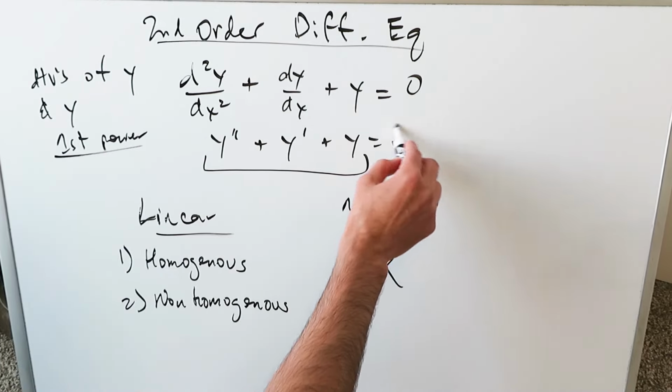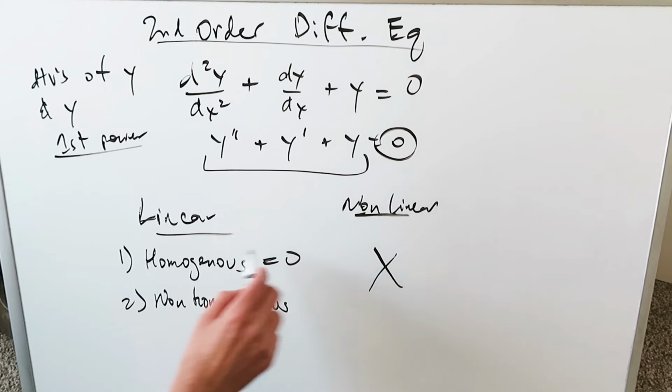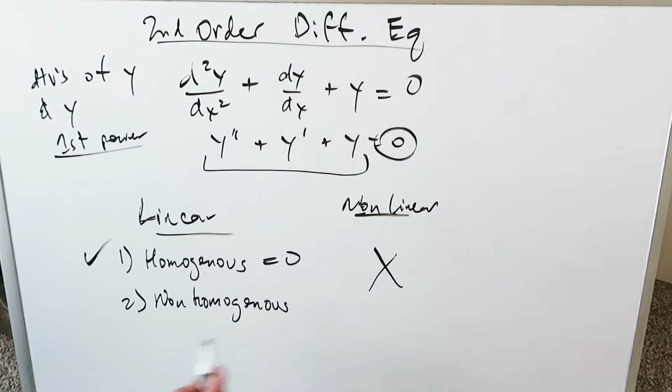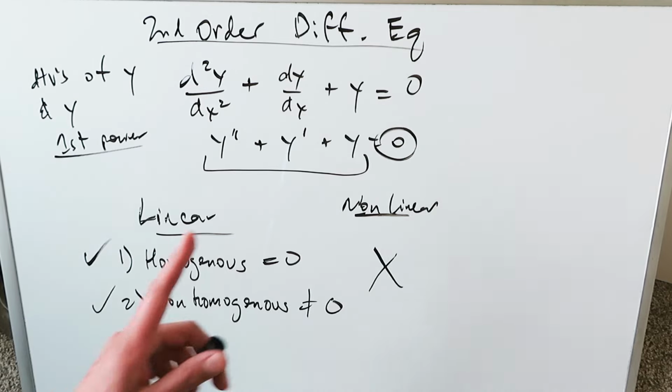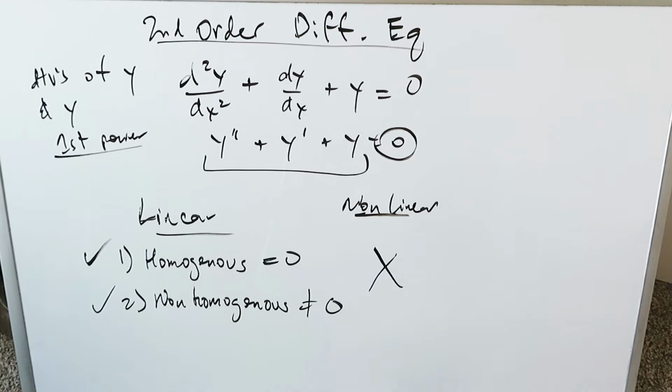When it equals 0, you're looking at something which is homogeneous. When it does not equal 0 and it equals something else, then you're looking at a non-homogeneous linear equation. In all other instances, you're looking at a non-linear second order differential equation.